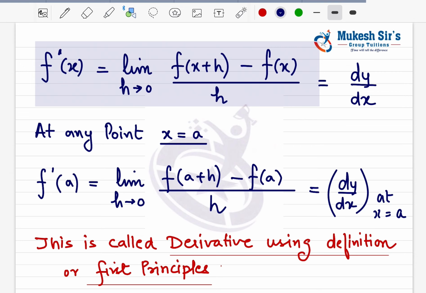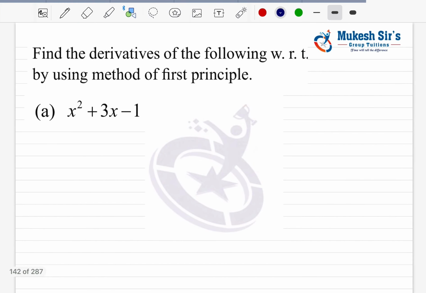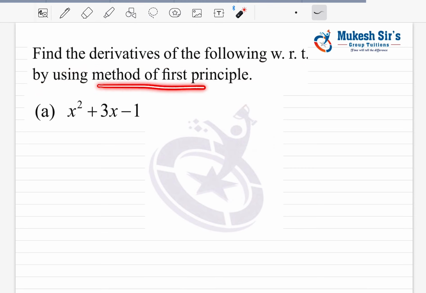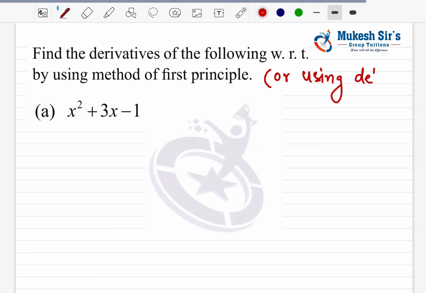Okay, so let's start one problem here. The question is to find the derivatives of the following with respect to x using the method of first principle. So in the exam they can ask you method of first principle, or they can say using the definition. Even they can ask you using definition, or it's called first principles. Now let's start the first question.